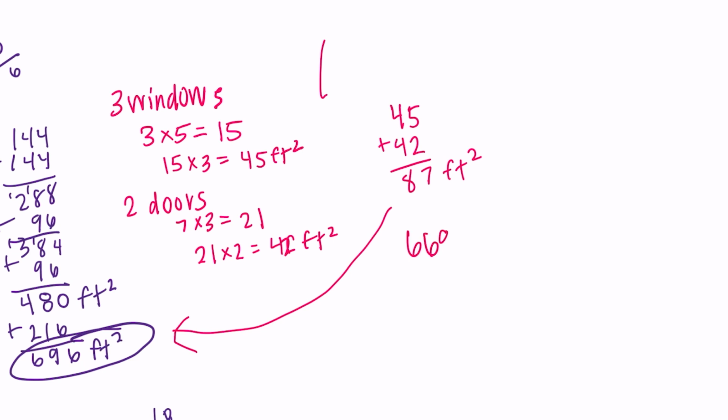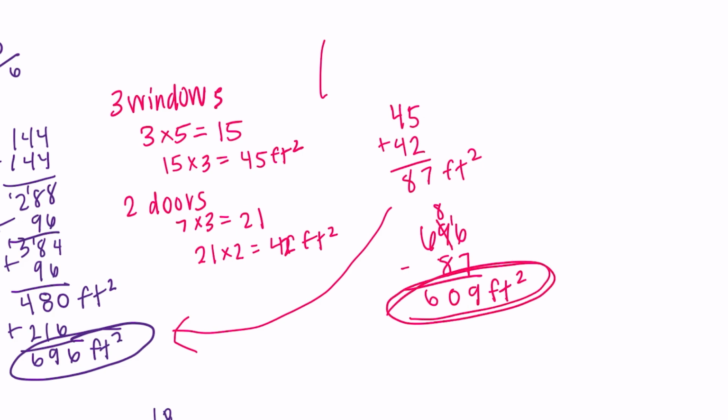So let's do 696 minus 87. 16 minus 7 is 9. So we need to paint 609 square feet. Okay. So we're one step closer here.